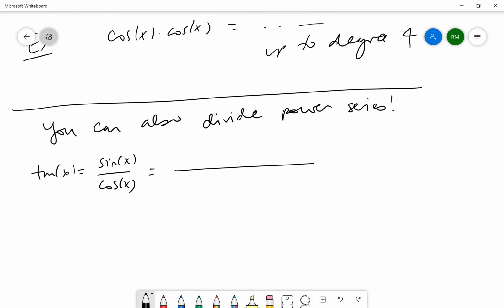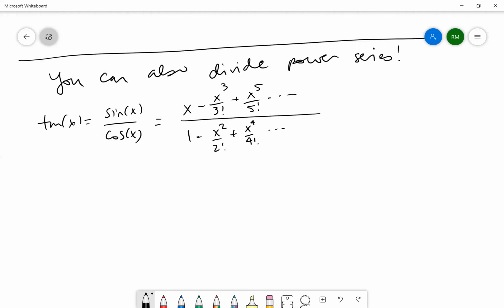So we see that the numerator is x minus x cubed over 3 factorial plus x to the 5th over 5 factorial, etc. And the denominator is 1 minus x squared over 2 factorial plus x to the 4th over 4 factorial, etc. So we need to do our long division. We have the cosine part right here. And we have our sine function part right here.